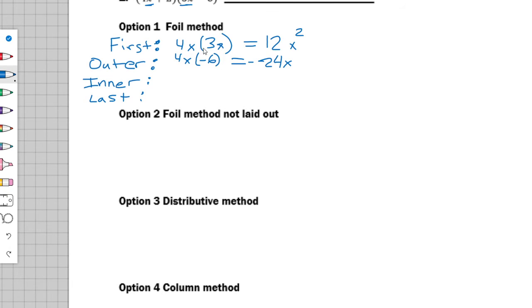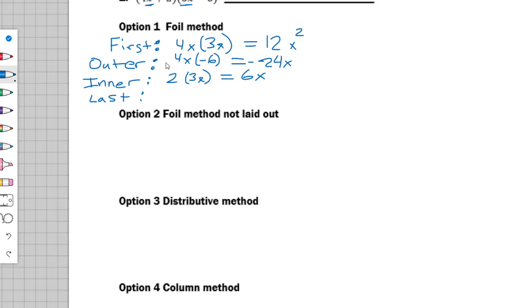Alright, and then inner represents the inner terms, so 2 and 3x, so the insidemost. So the second and third term, technically, if you wanted to number these going from left to right. So we're going to do 2 times 3x. So 2 times 3x is going to be 6x.